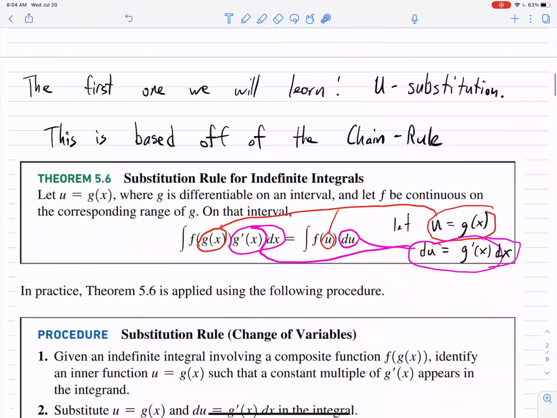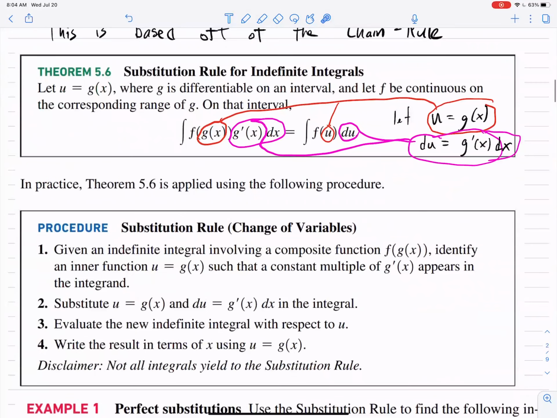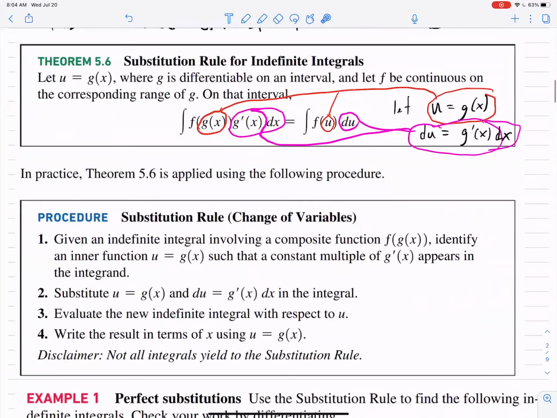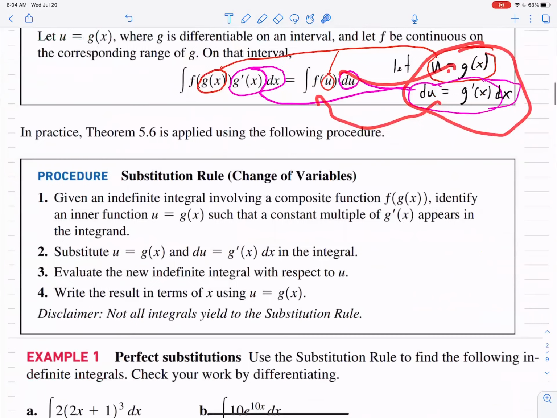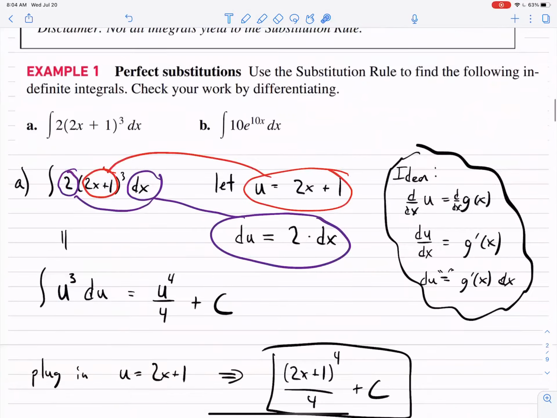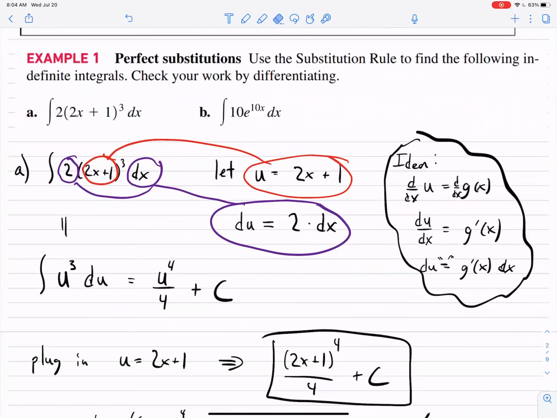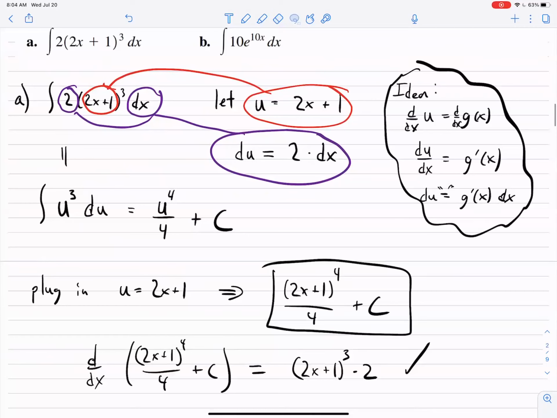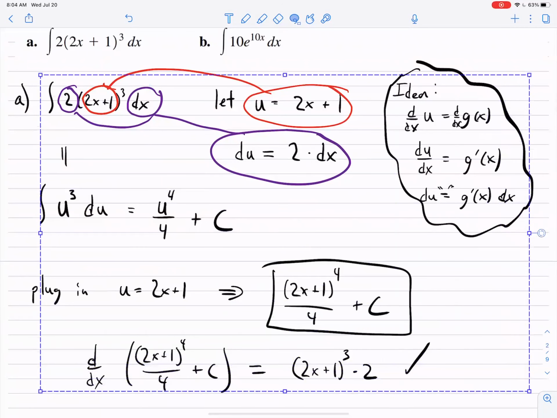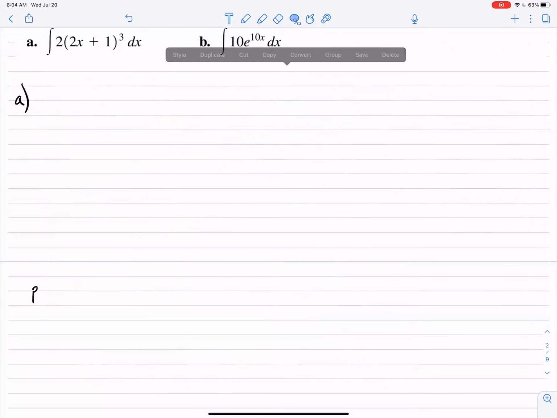And so in practice, how do we do this? I won't go through this. It's much easier to do through an example, but the idea is you want to find some inside function g of x. You want to make sure its derivative is sitting outside here. Then you're going to write out this table right here, and then you're going to replace them and then integrate. Okay, so let's go through an example. Let me delete this actually. It'll make it easier.